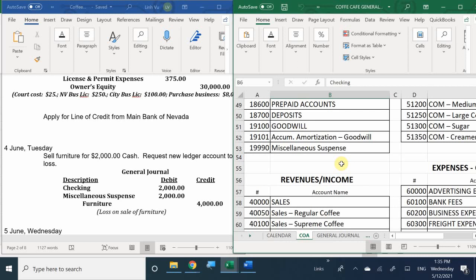Wait, I have a question. It's miscellaneous suspense? Suspense. Yes. Okay, you have it spelled wrong on my Excel sheet. Okay, thank you.